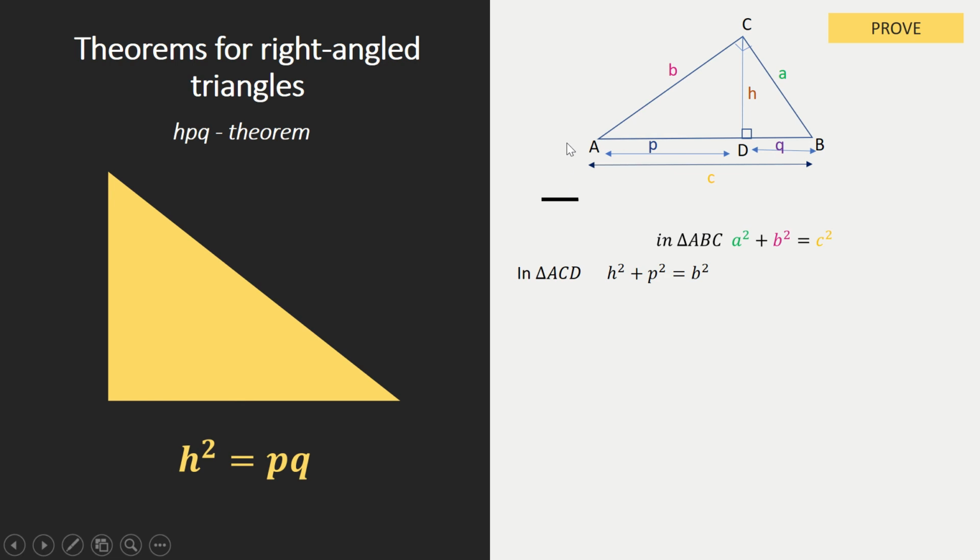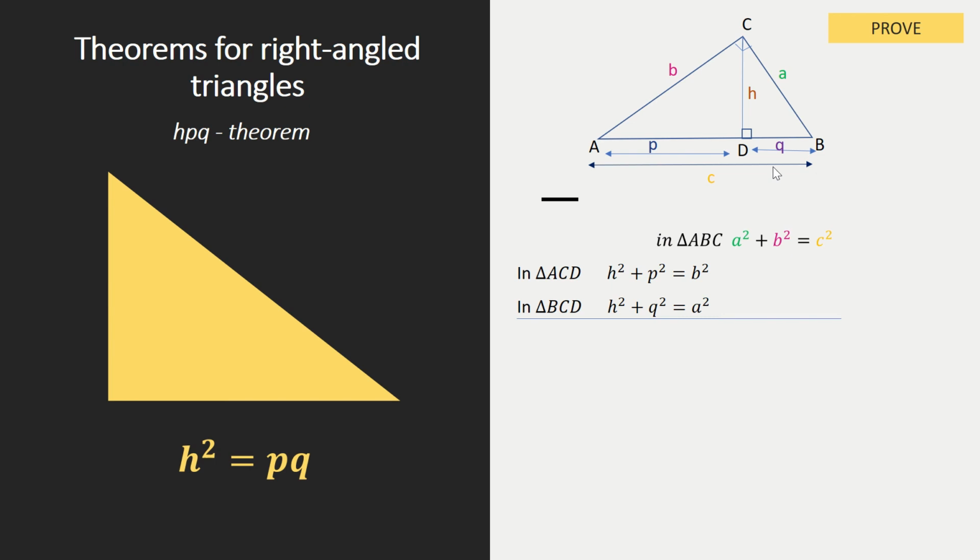In triangle ACD, we have h squared plus p squared equals b squared, since this edge is opposite to our right angle, and that means that this is our longest edge. So as you can see, both of the times we use Pythagoras. Again, the Pythagorean theorem for BCD says h squared plus q squared equals a squared.